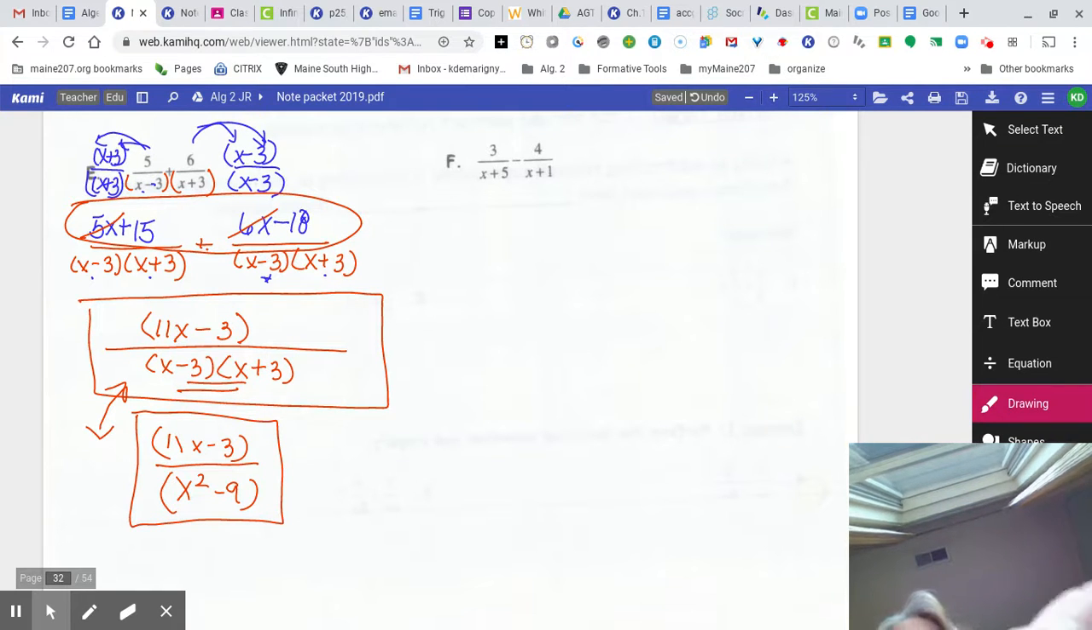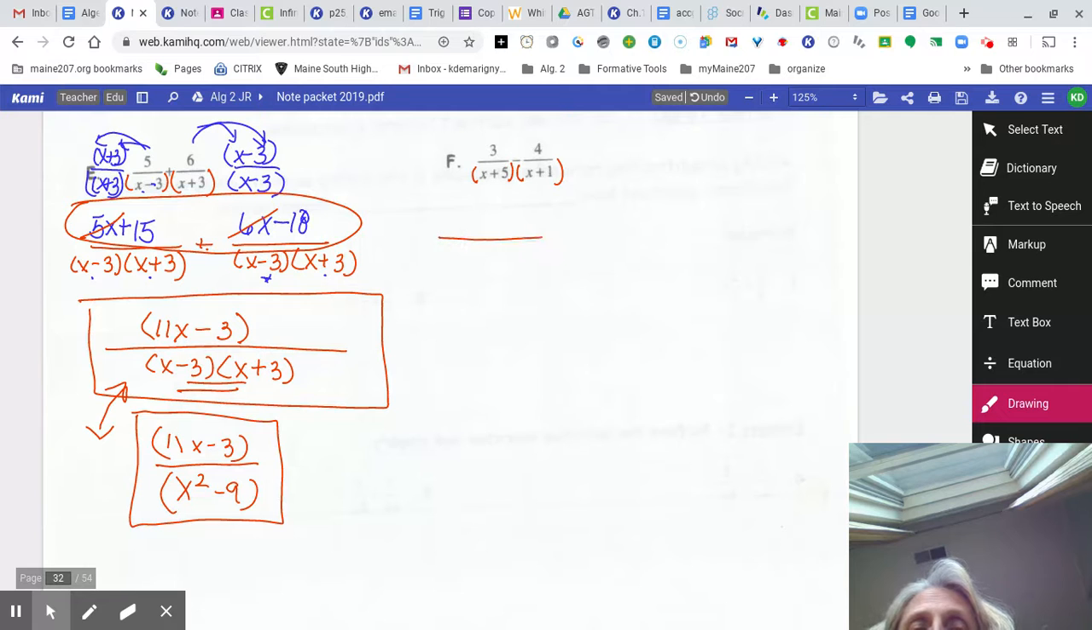So my final example, letter F, I'm going to put the parentheses around the two denominators because they are absolutely both different. So before I can subtract these, I have to make two brand new fractions. And the first thing that I'm going to do when I notice there's a subtraction here is I'm going to change it to plus a negative. And if you'll do that, it's going to make your life a whole lot easier.